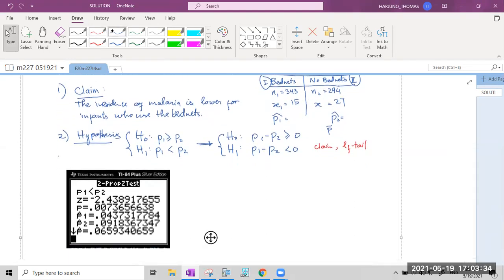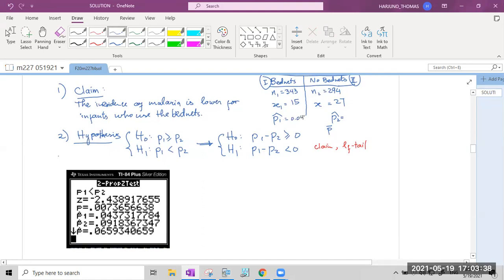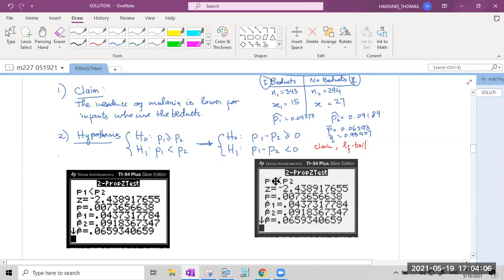Okay, so my P1 hat is 0.04373. My P2 hat is 0.09184. Now my P bar is 0.06593. Now Q bar, therefore, is 0.93407. Okay, let me move this to the other side.